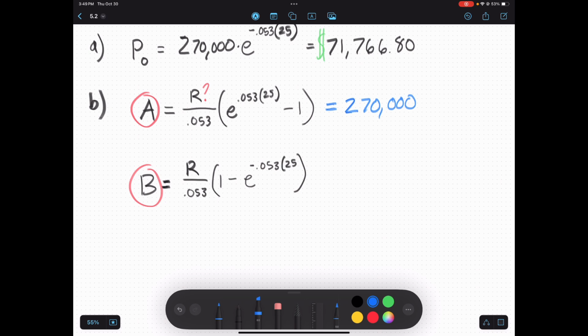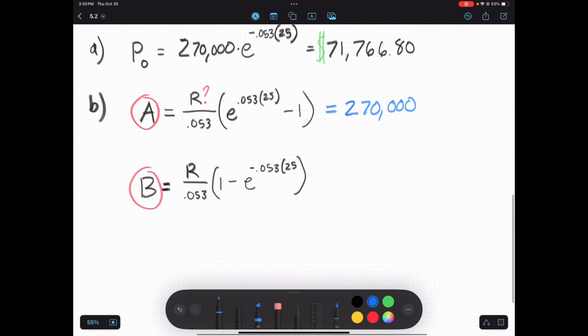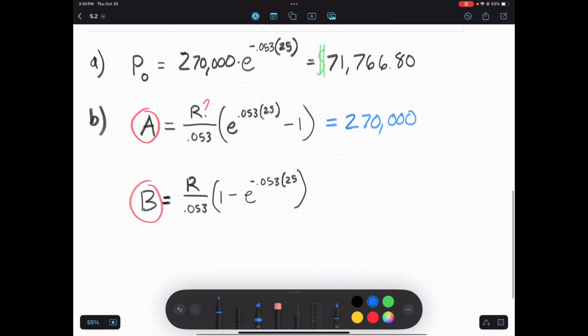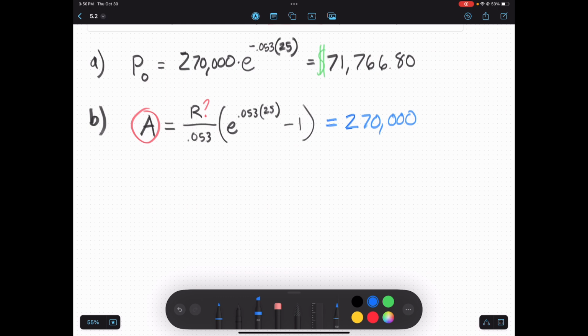If I use present value, what number do I use for B? Well, that's what I did in part A. Part A is I calculated the present value for this specific future value. So I can just plug in 71,766.80. Now, I will say I did round to get that present value, which means the more accurate number is going to be from my future value because I'm not rounding. So let's go ahead and use my future value formula. I set it equal to 270,000, and now I'm ready to solve.